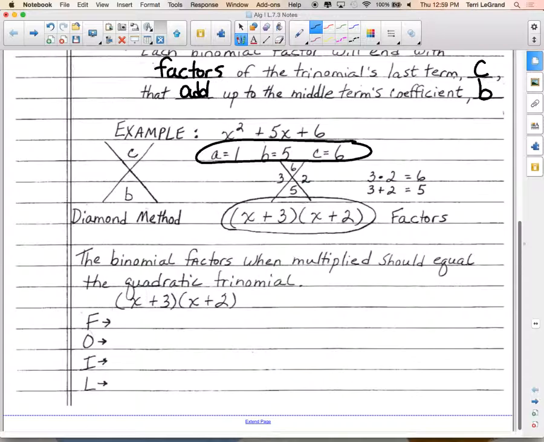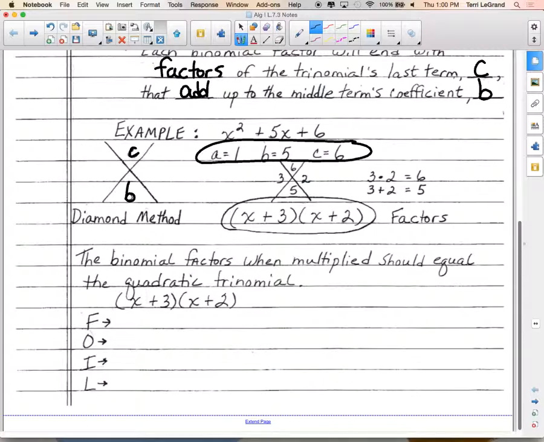Okay. So in the diamond method, that number that you have to multiply to be up top has to be that C value. It's the L step of FOIL. Something times something, the last times the last, gives you that last term, which is the C value in this one. And they have to add up to the B value, or in other words, there should be some like terms in the middle that can be combined, and you should get the B number of that.